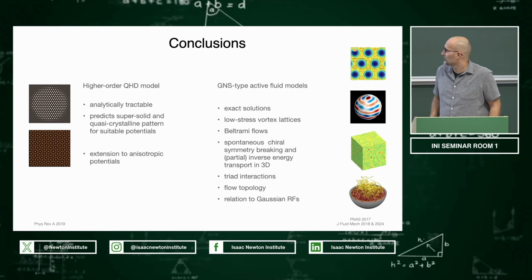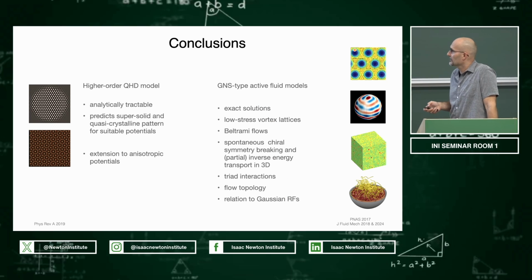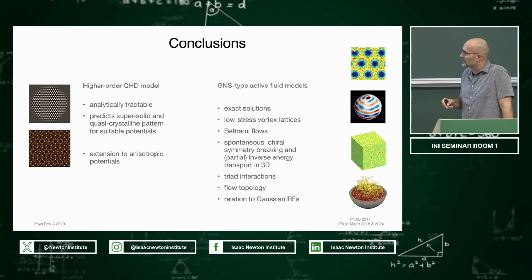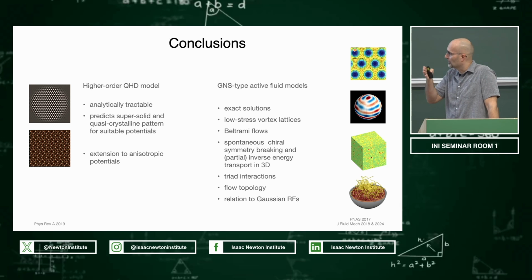Okay, so let me summarize. I've presented two models that were on a certain level phenomenological, but in the quantum case you can motivate it just by Fourier expanding microscopic potentials. So both of these models are analytically tractable. In the quantum case, you can get at the one mode level analytic approximations to the phase diagram and predictions basically for where supersolid or quasi-crystalline patterns should emerge.